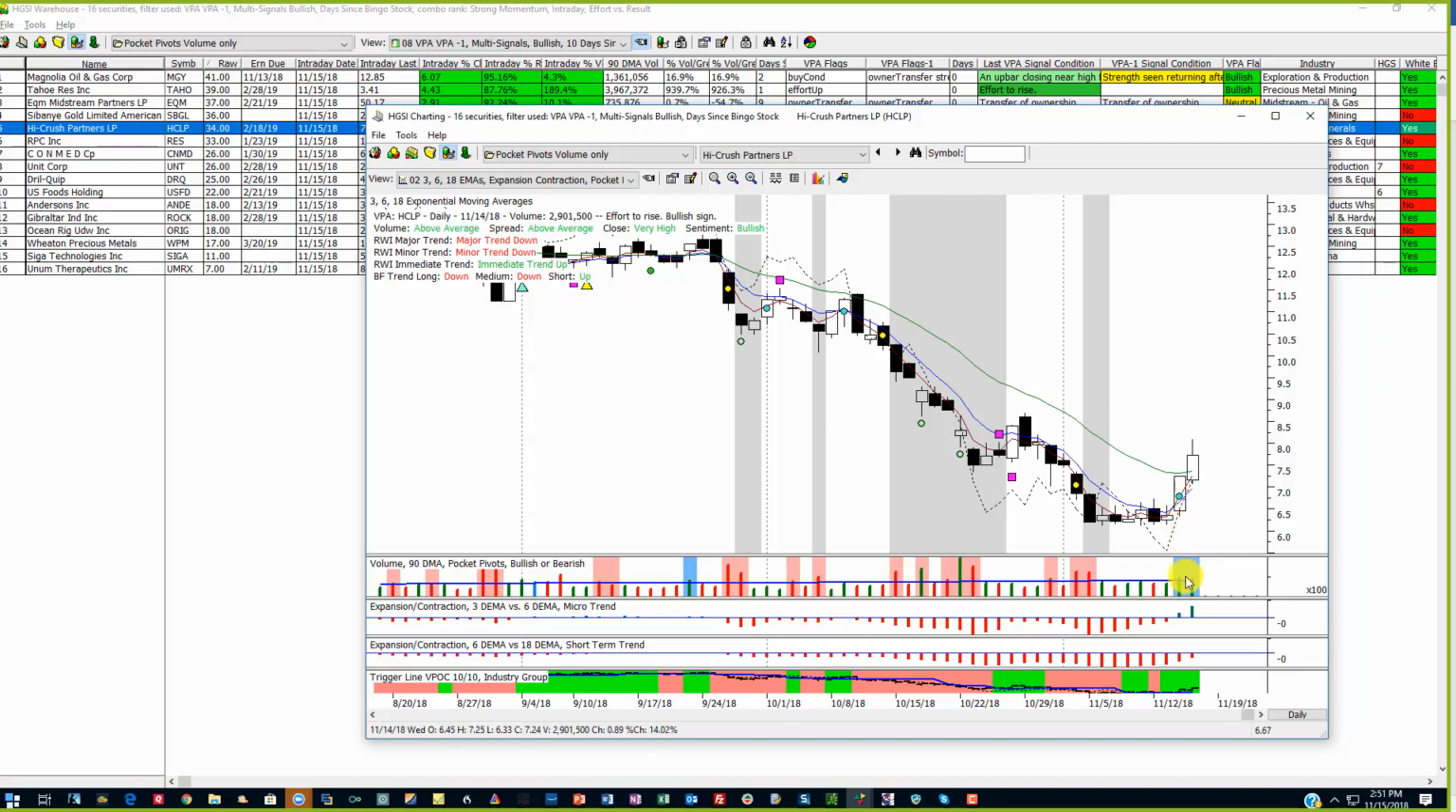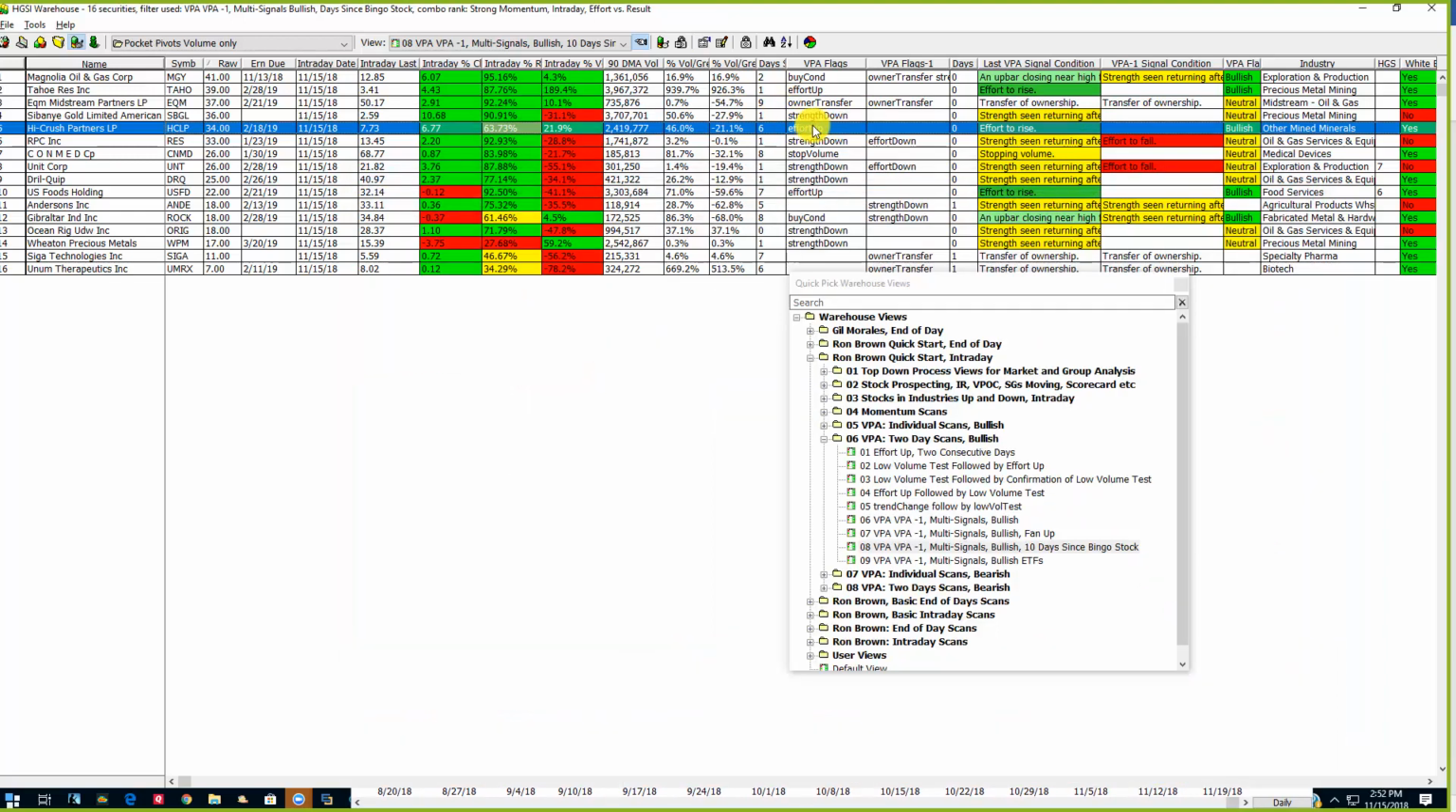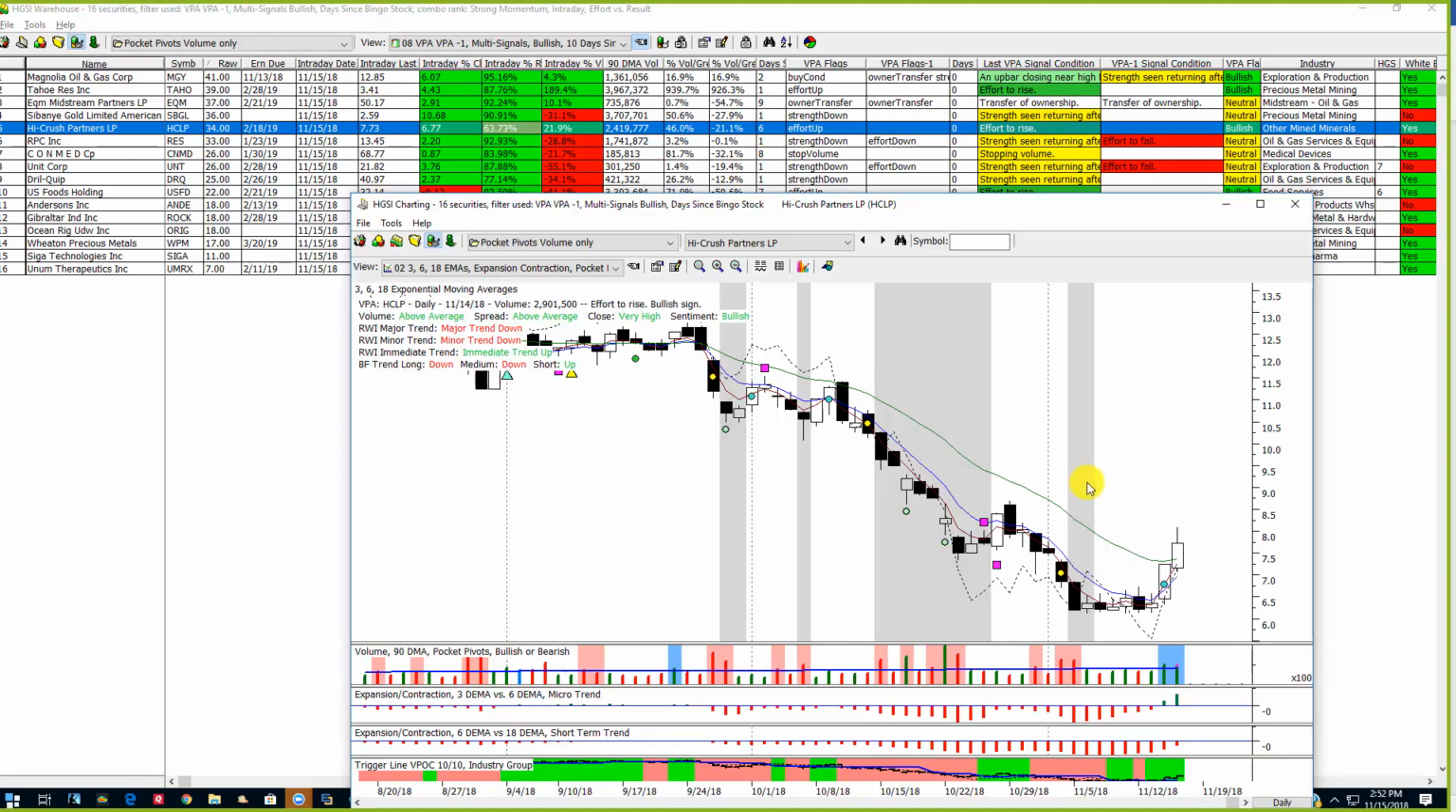Here's the effort to rise, and these were showing up, or this one was showing up, and it tells you this is the days since the bingo stock. Happened 7 days ago. If you count back, that would be 7 days when it got into the bingo. And then here's your first VPA flag after that.